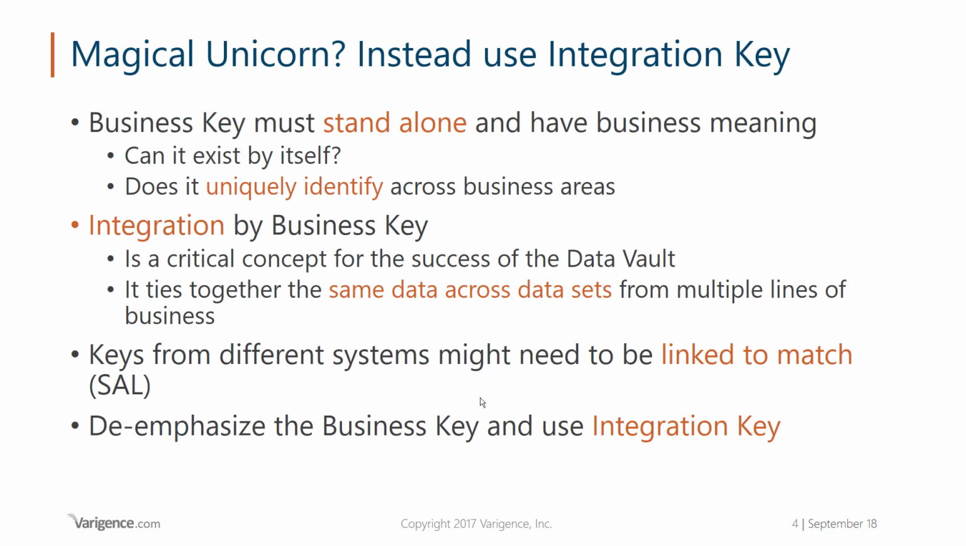But anyway, we need to say, okay, we're going to integrate by the business key. This is actually a critical concept of Data Vault, and it ties together the same data across data sets. So keys from different systems might need to be linked to match. In other words, you might have data coming in from one system. We're going to look at this in a little bit here. Also, in the last couple of Data Vault presentations and seminars that I've attended, there seems to be a de-emphasis on the business key. Instead, they say, let's just use an integration key, and then we use same-as links to bring them together.